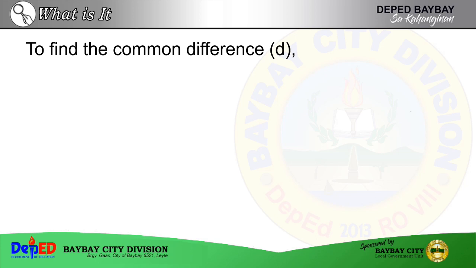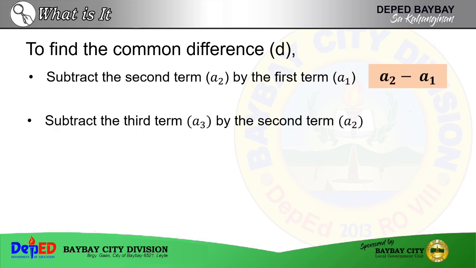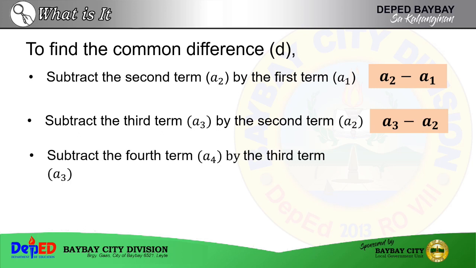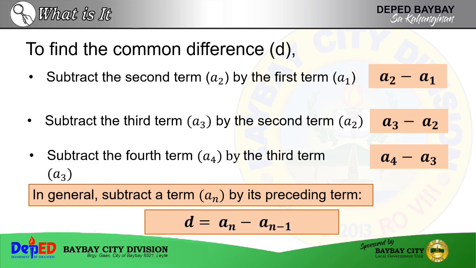To find the common difference denoted by d, you can simply subtract the first term a sub 1 from the second term a sub 2. We have a sub 2 minus a sub 1. Subtract the second term a sub 2 from the third term a sub 3, then we have a sub 3 minus a sub 2. Subtract the third term a sub 3 from the fourth term a sub 4, therefore we have a sub 4 minus a sub 3. In general, subtract the preceding term from a term a sub n. Then we have d is equal to a sub n minus a sub n minus 1.